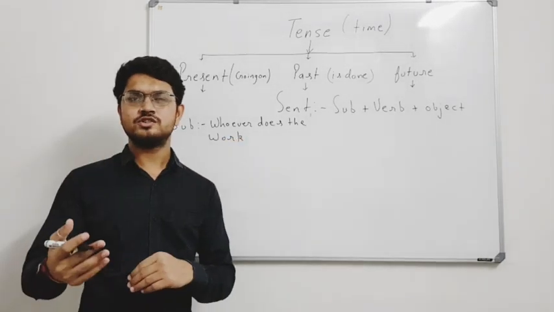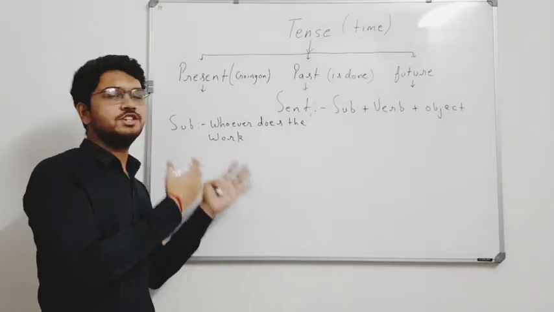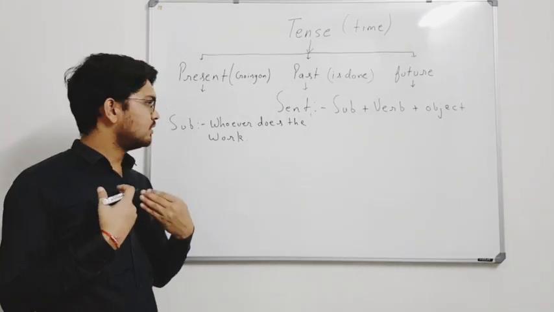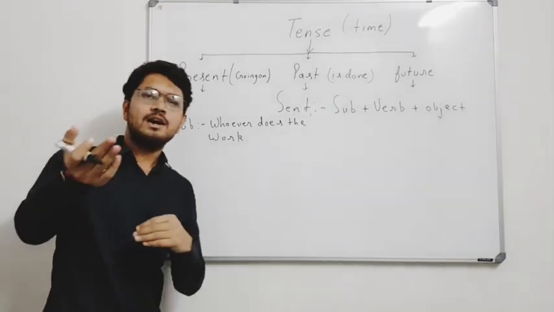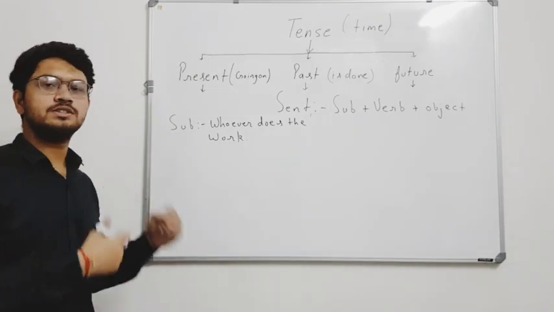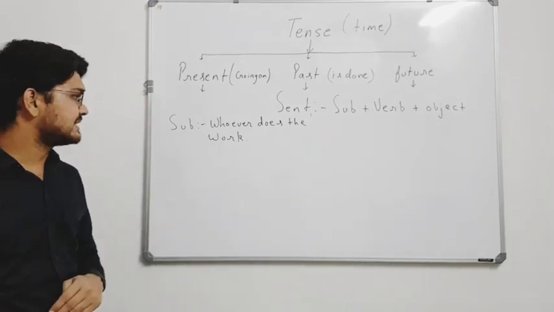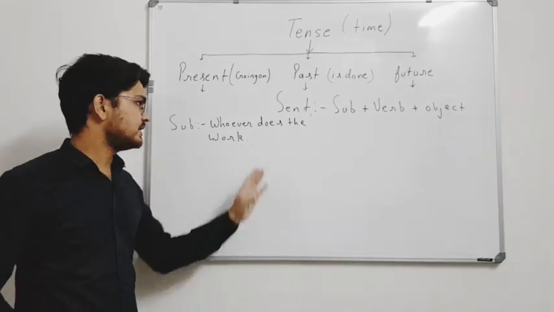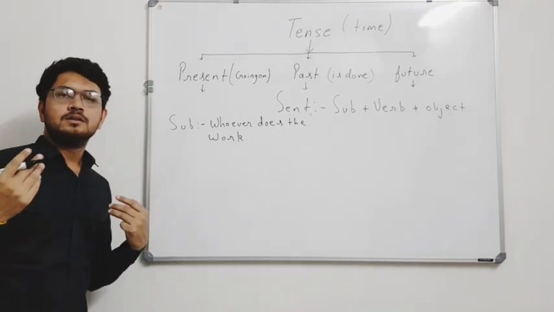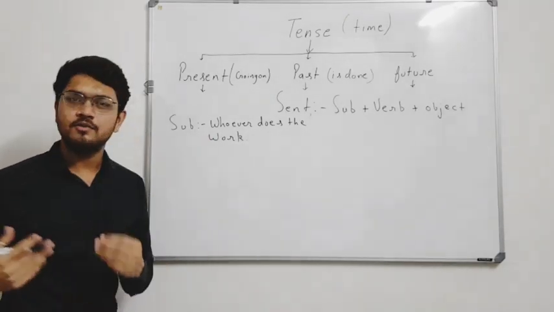Now, one more question. I am making this video, I am teaching you tenses. So who's the person doing the work? I am. Me. Okay, so I am the subject. You guys are watching this video, so you guys are doing a work by watching this video. So in that case, you guys are a subject. That's how you can say whoever does the work, we can call that person or the animal or whatever a subject.